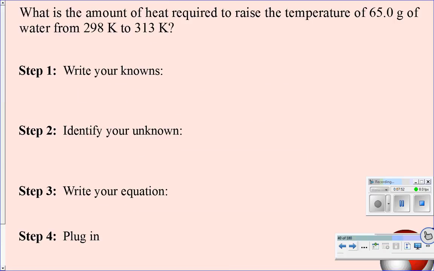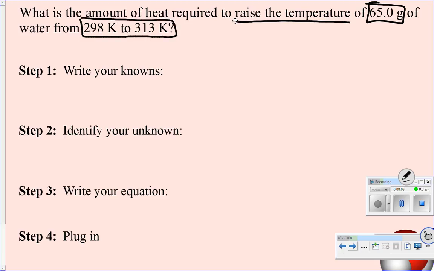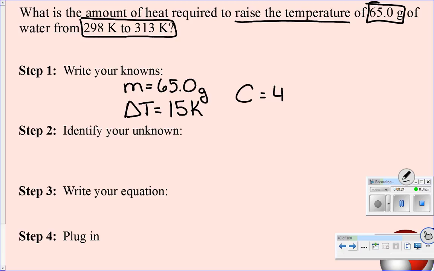What is the amount of heat required to raise the temperature? That's really important because that helps us know it's an MC delta T equation. Of 65 grams of water from 298 to 313 K. So this time they're giving me a mass of 65 grams. My change in temperature, 313 minus 298, is 15 K. And because I know I'm changing temperature, I know I'm going to be using C, which is 4.18 joules per gram Kelvin. My unknown this time is going to be Q, which will come out in joules.